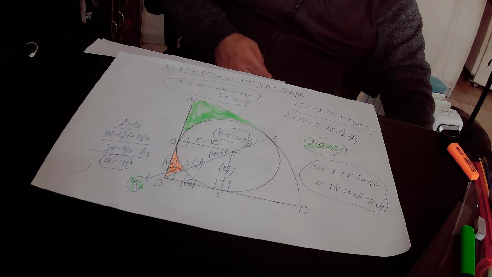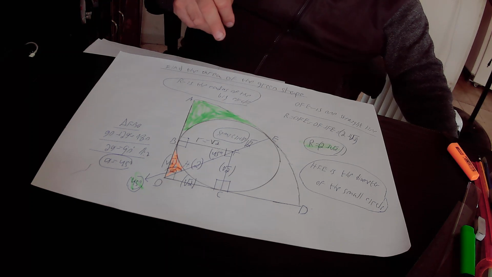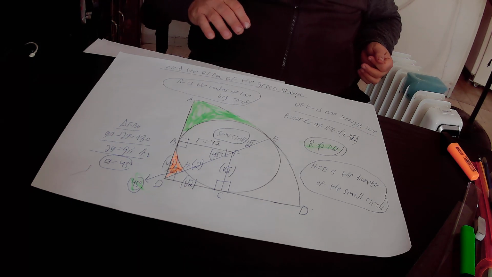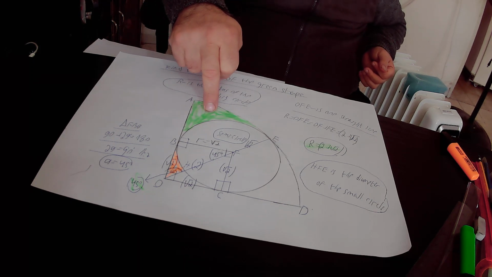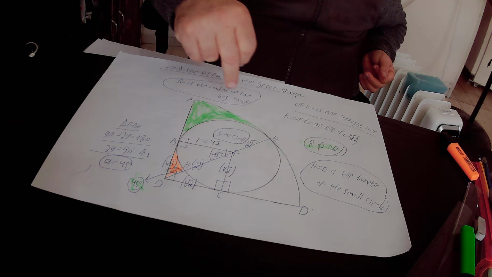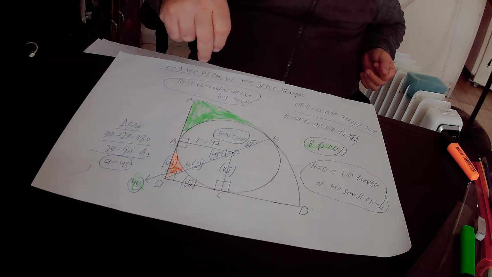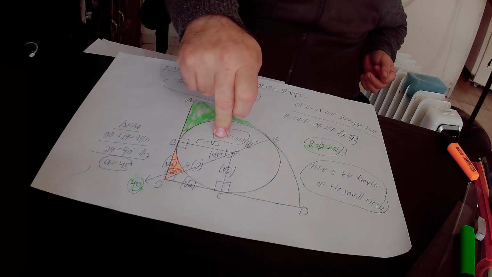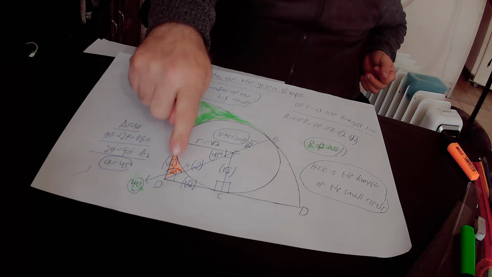Actually, our mission is to find out the area of this green shape. From the drawing, it is very easy to see that the area of this green shape in total equals the area of the big sector AOE. The big sector AOE is part of the big circle, so it is the area of the big sector AOE minus the area of the small semicircle minus the area of this orange shape.